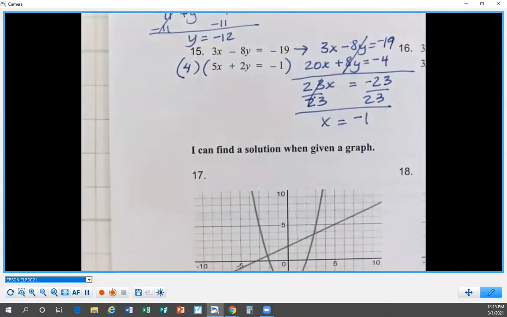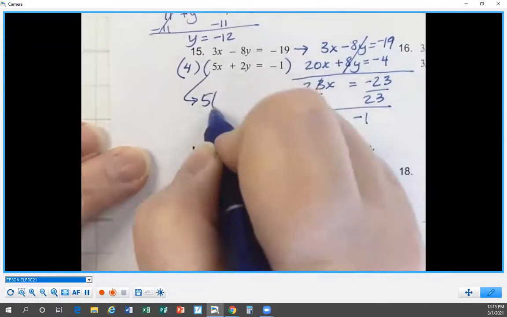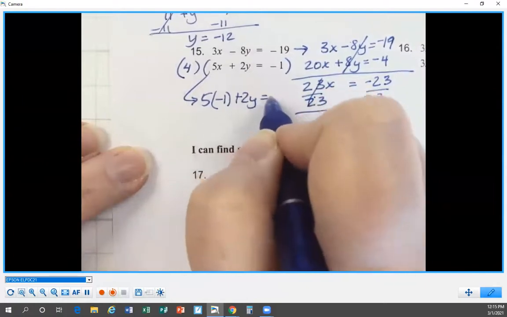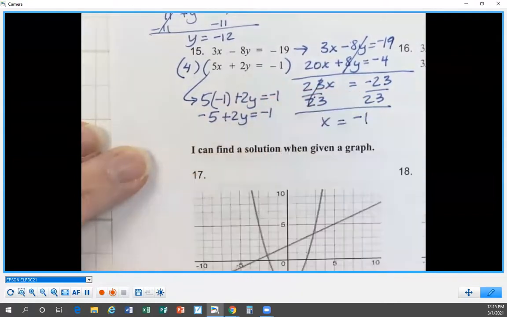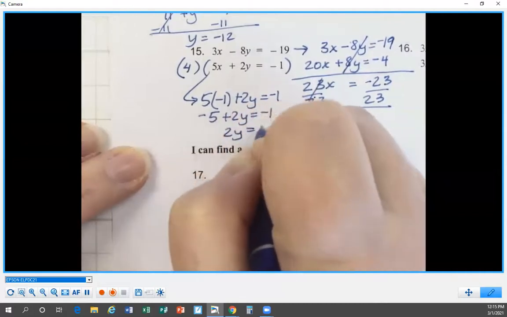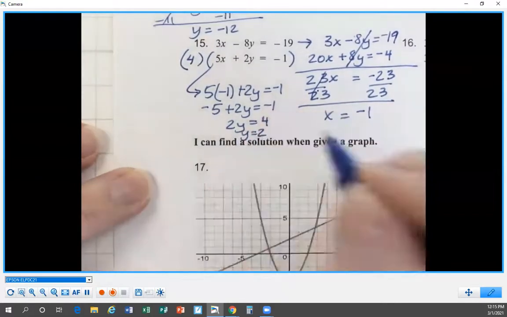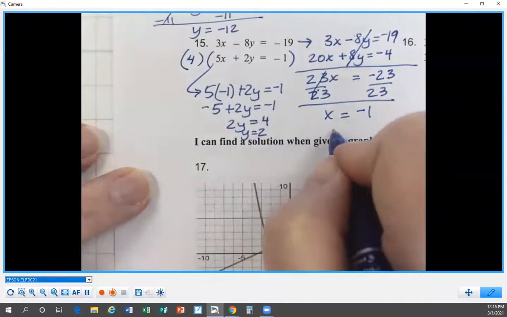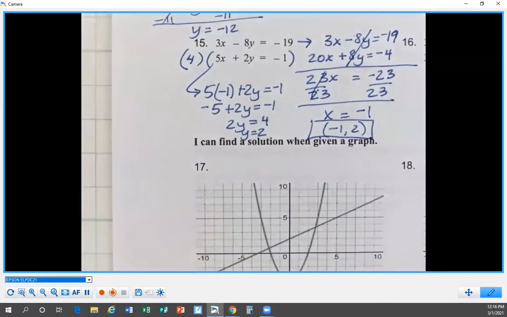And then I can substitute that into either one of the original equations to solve for y. So I'll use the second equation. So 5 times negative 1 plus 2y equals negative 1. So negative 5 plus 2y equals negative 1. Add 5 to each side to get 2y equals 4. Divide each side by 2 to get y equals 2. So we get negative 1, 2 as our solution. Okay, and then you plug those in algebraically to check for accuracy.